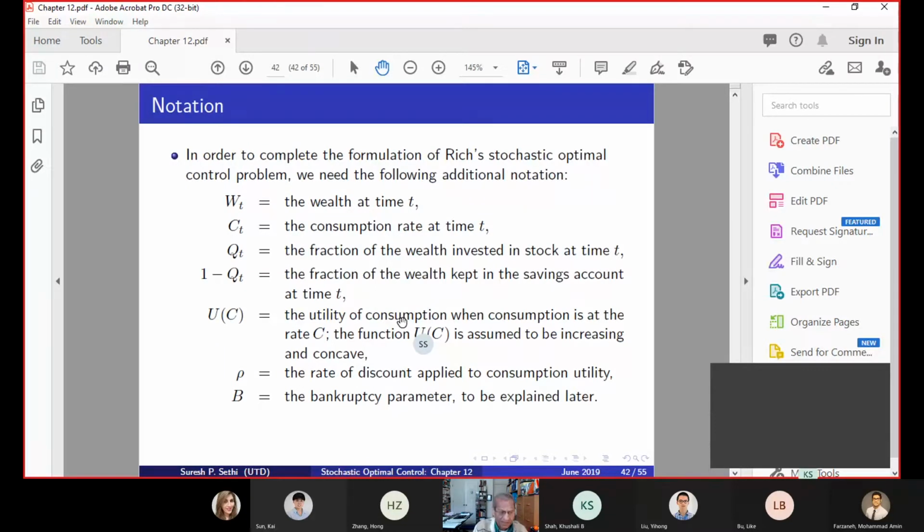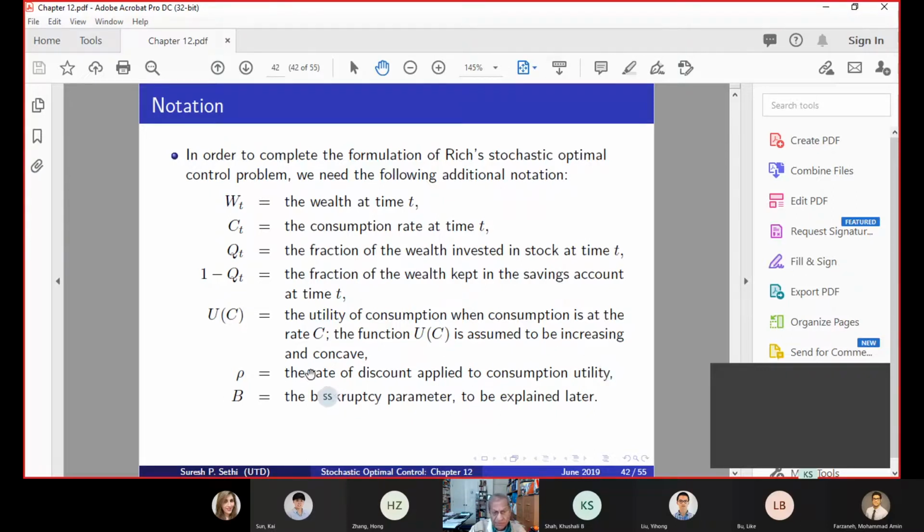WT is the wealth at time t. CT is the consumption rate at time t. QT is the fraction of the wealth invested in stock. And 1 minus QT, which is the remaining, is the fraction of the wealth invested in the savings account. CT is the consumption rate, and for any consumption C, I derive instantaneous utility U of C. Just like any other utility function, we assume it to be increasing and concave.